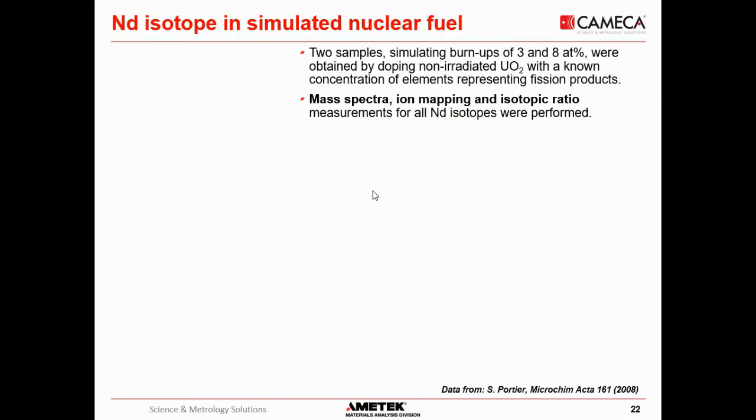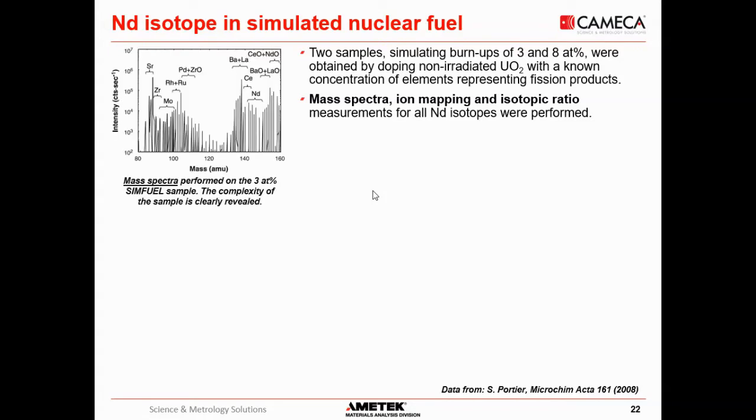Another example is the neodymium isotope study in simulated nuclear fuel. Two samples simulating burn-ups of 3 and 8 atom% were obtained by doping non-irradiated uranium dioxide with a known concentration of elements representing fission products. This is a very nice example showing the very comprehensive analysis that can be performed on radioactive or non-radioactive samples because of the different capabilities of SIMS: mass spectra, ion mapping, and isotopic ratio.